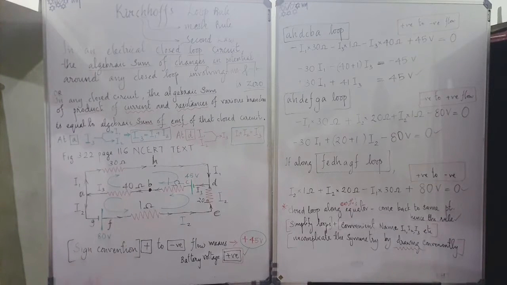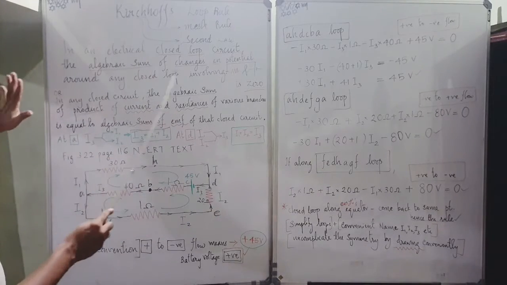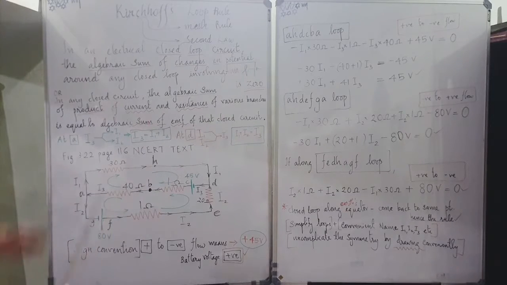When we come to the problems, I will make it clear what is said in these sentences. First of all, you must learn by heart, so that you can write in the exam, that the algebraic sum of the changes in potential around a closed loop involving resistance and cells is 0. Second, the product of current and resistances is equal to the EMF of that closed circuit.